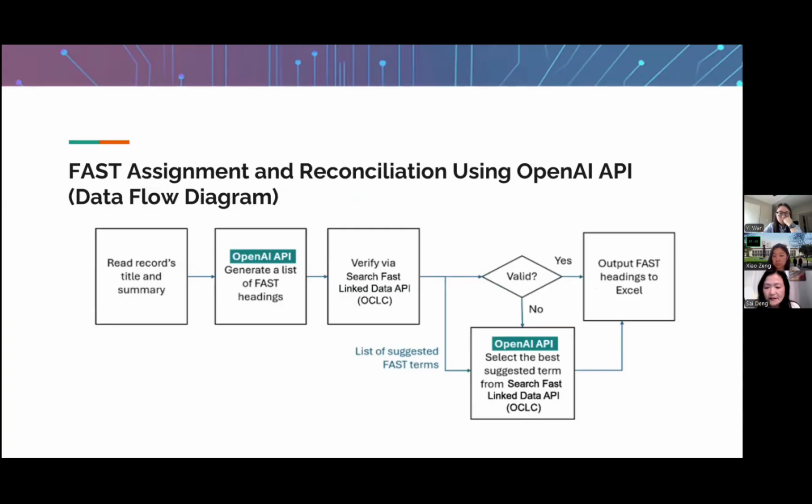The process begins by reading a book's title and summary from an Excel file using a prompt. The OpenAI API generates FAST topical headings. These headings are then validated using OCLC's FAST linked data API. If valid, the heading is saved to an Excel file. If invalid, suggested FAST headings are reviewed, and ChatGPT selects the most suitable ones based on the title and the summary, which is then output to the file.